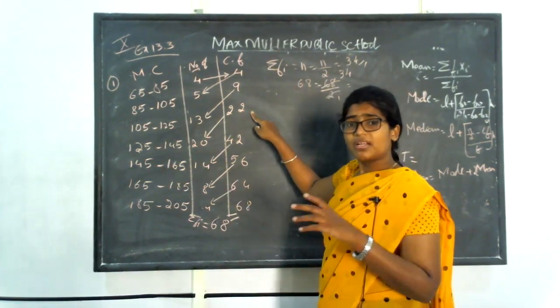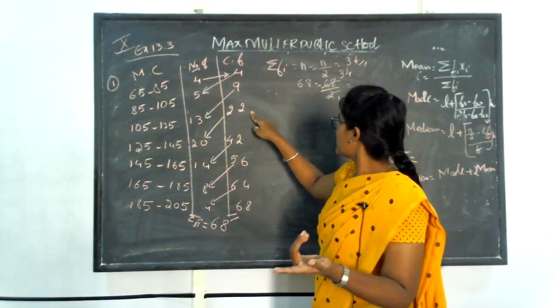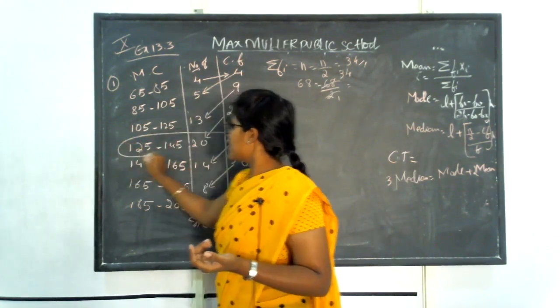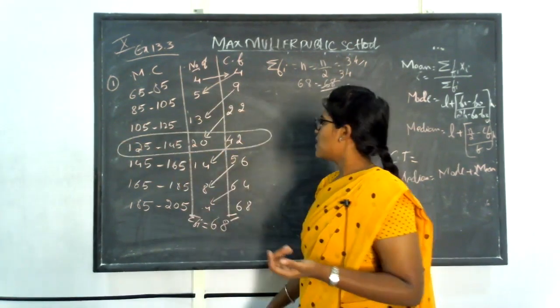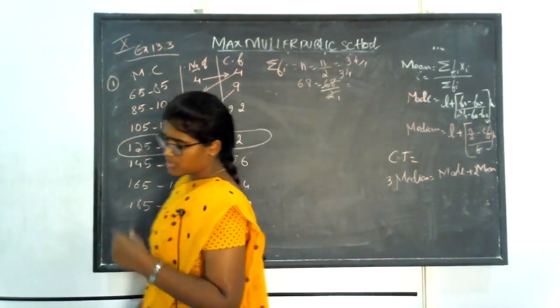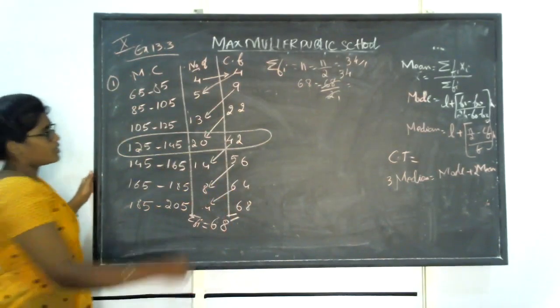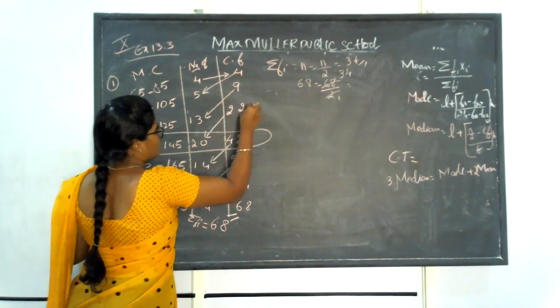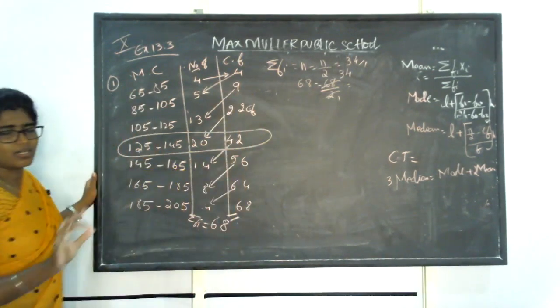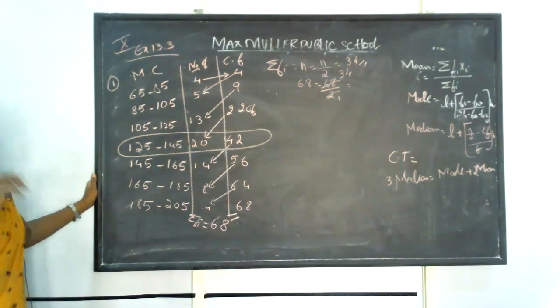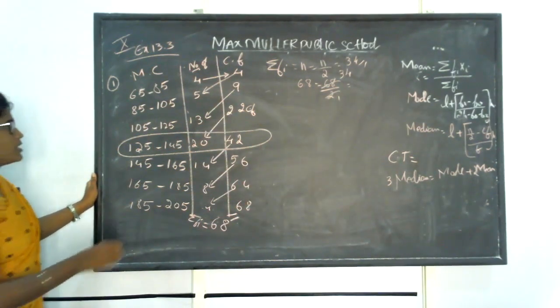22 is here, but 22 is lesser than 34. So I'm going to take it as 42. What is your median class? It is 42. Why 42? Because it ranges from there itself. But cumulative frequency, what are you going to take? You are going to take it as 22 itself because it is near. Only 12 difference is there. Here also it is 12 only. Clear?